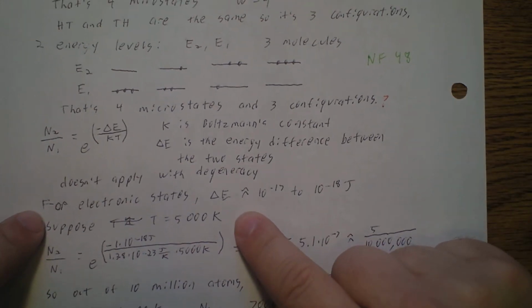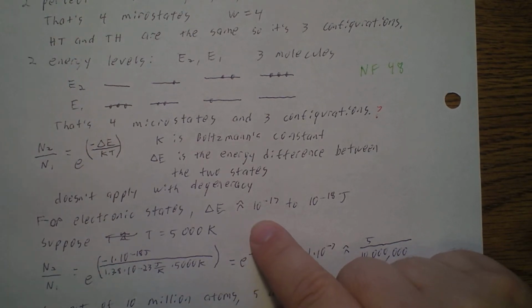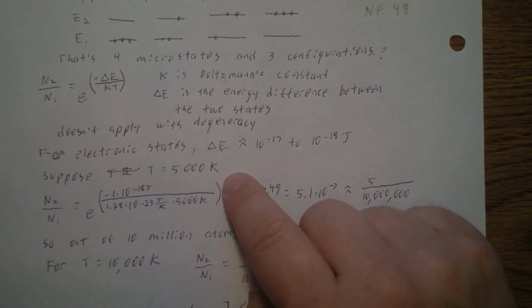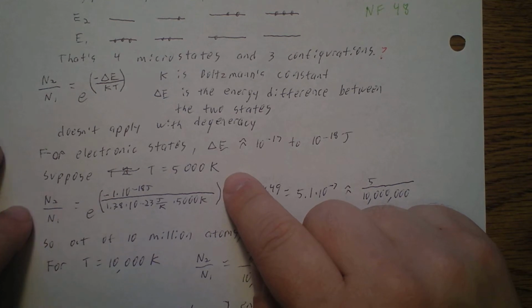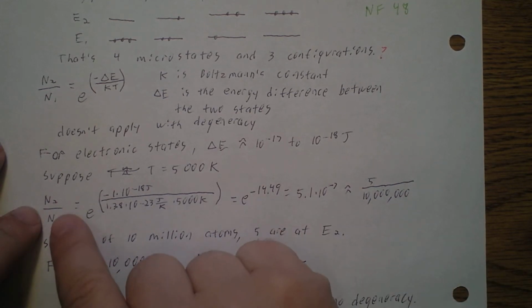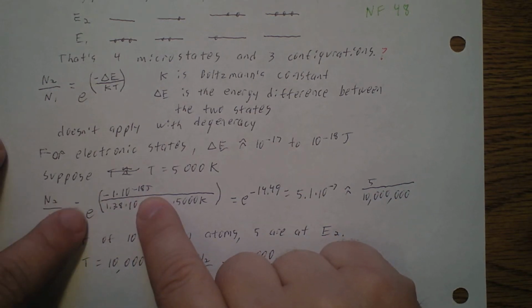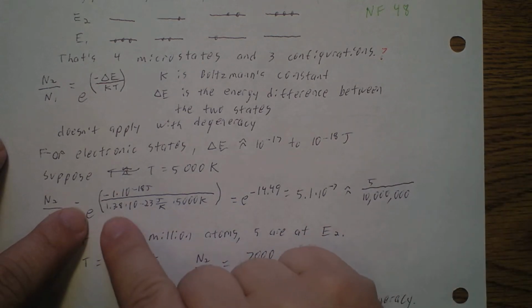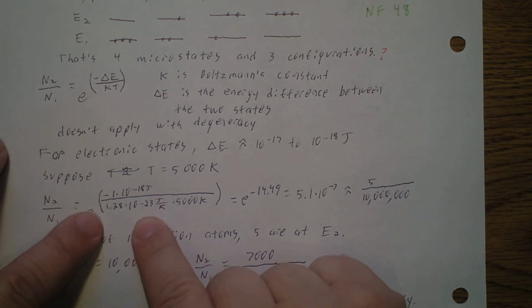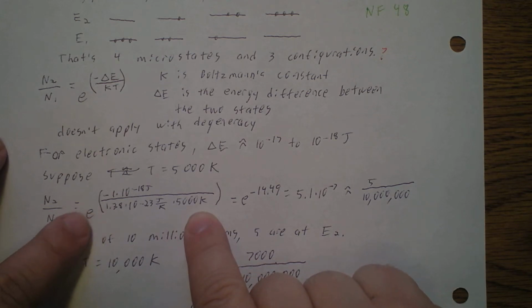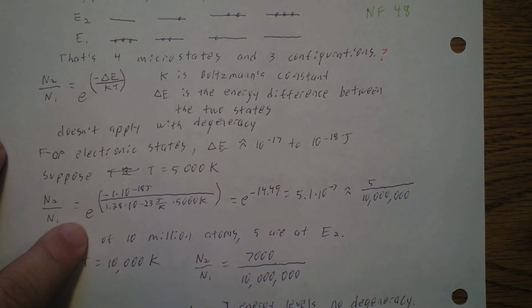Now for electronic states, the distance between them is roughly 10 to the minus 17 or 10 to the minus 18 joules. But let's say that we are at pretty high temperature, like 5,000 kelvins. Well then let's put the numbers in and see what we end up with. N2 over N1 is equal to e to the minus 1 times 10 to the negative 18 joules, so we went with this number here, divided by 1.38 times 10 to the negative 23 joules per kelvin. Notice we didn't put in molecules or atoms for the unit because it's not a real unit. Times 5,000 kelvins. All these units had better cancel out because they're in the exponent. You're not going to want any units in the exponent.